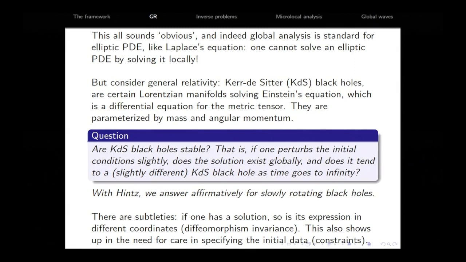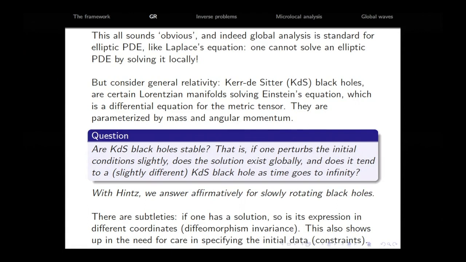So here's an example. Consider general relativity. I'm not going to go into the details because that's not important for what I talk about. I'm going to talk about Kerr-de Sitter black holes. These are black holes in a universe with a positive cosmological constant, which, as of now, physicists believe ours is. So this is the real world. There are lots of black holes. It's an explicit solution of Einstein's equation that you can just write down.